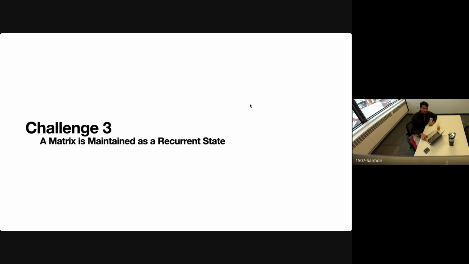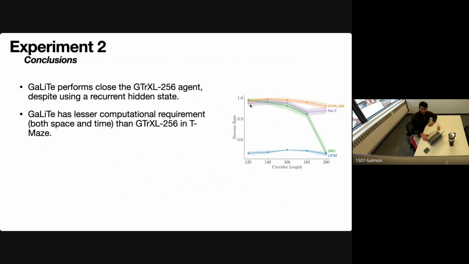The third challenge, now we will try to address the third challenge, which is that we maintain a matrix as a recurrent state. Yes, so we use 50 runs in each of these experiments. All of these experiments were evaluated across 50 runs, and we performed an extensive hyperparameter sweep for the entropy and the learning rate.